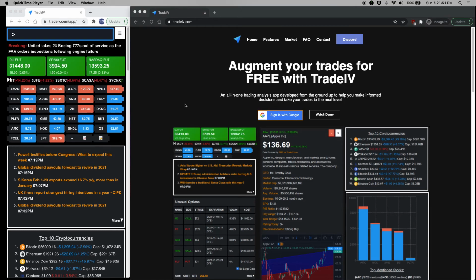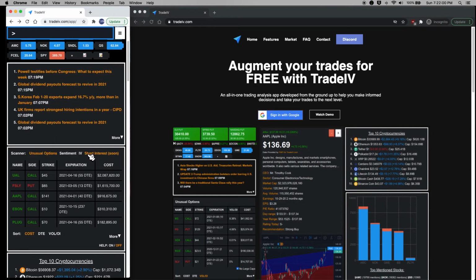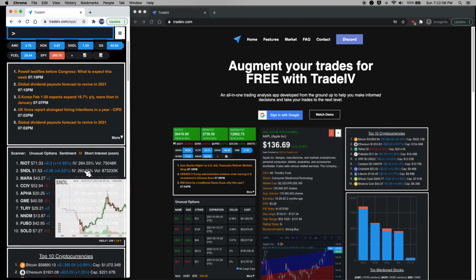So let's take a look at some of the examples that we're talking about. I have the TradeIV app open. If I go to the scanner app widgets, there's an IV scanner section. If I click on that, you should see a list of stocks with the highest IV in the market right now.